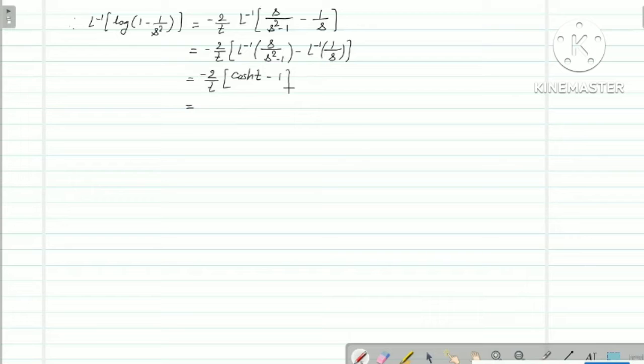So we multiply the negative sign inside the bracket, so this becomes 2 by t, and 1 minus hyperbolic cosine t. Okay, so this is your required inverse Laplace transform of the given function. I hope you understood this problem. Yes or no, students?